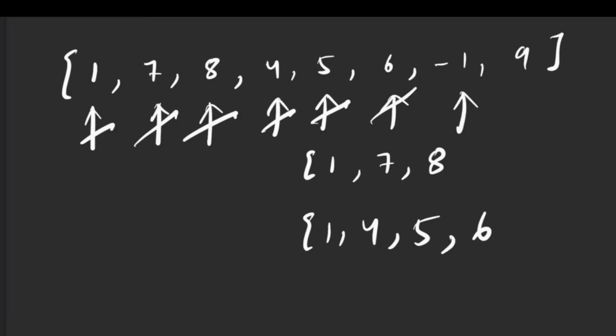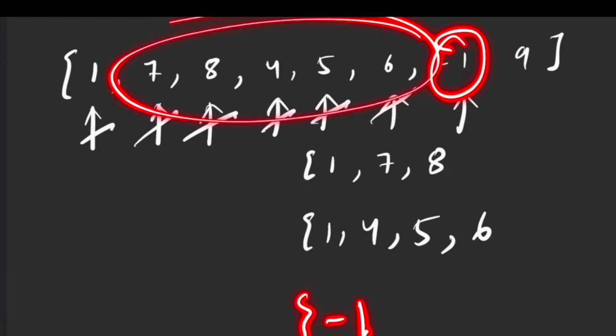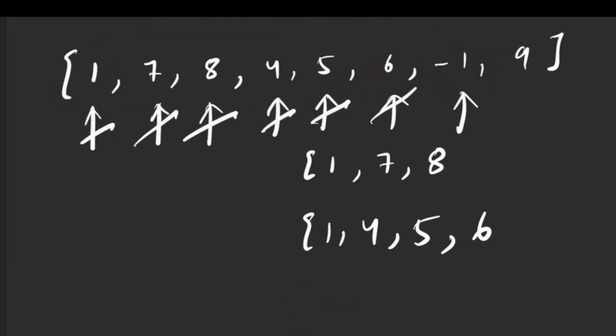Where can I attach it? My brain says, we can't attach it. We cannot attach a -1 here. But we can start fresh. Will -1 have anything before? No. It's the smallest. So I will have -1 right before this. Perfect. Next, I go to 9. When I go to 9, I can attach 9 here, here, and here.